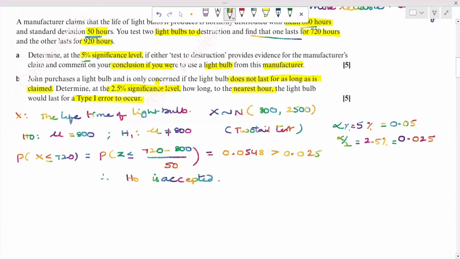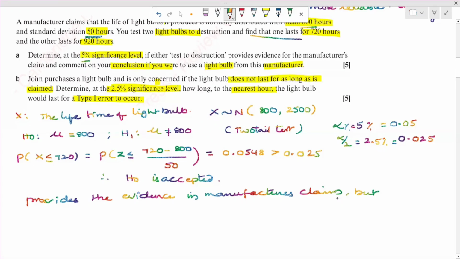Now, what we can say is that it provides evidence in the manufacturer's claim, but does not prove that the claim is true. Now we'll check the other case.